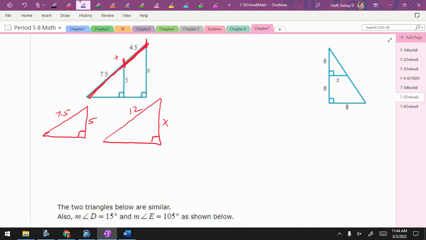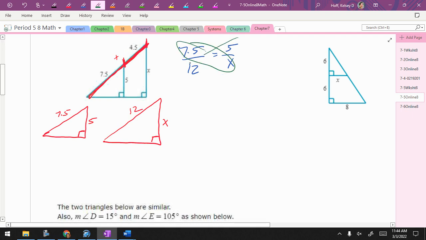Somebody raise your hand and set up the proportion for me. Tori. Agree or disagree with her? 7.5 over 12 and 5 over x. To double check, 7.5 and 5 come from the same triangle. Nicely done. Now we cross multiply.